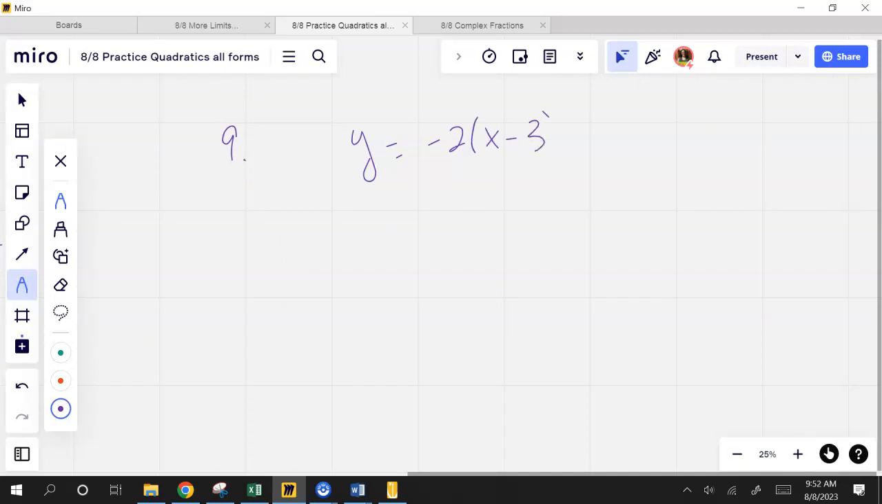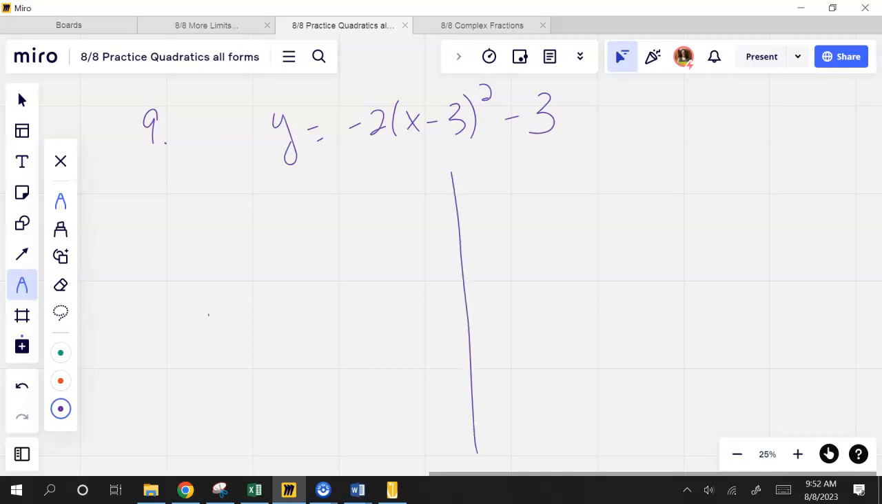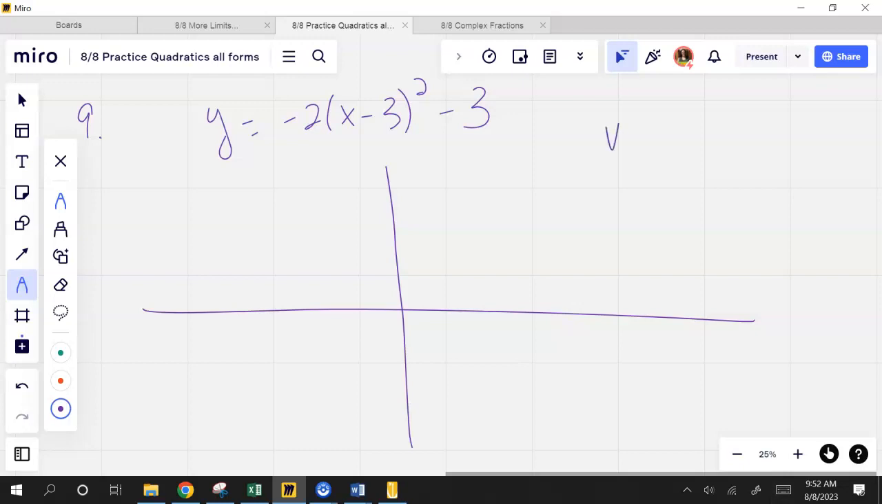-2 times x minus 3 squared minus 3. Tell me what you know before you graph it. Sad, it's going down. It's what? It's not, but compared to average, it's a little bit skinnier than the average one, right? Not a whole lot, but because it's a 2, it's still pretty close to 1. What's the vertex? 3, -3. So 1, 2, 3, 1, 2, 3. There's my vertex, also my axis of symmetry.